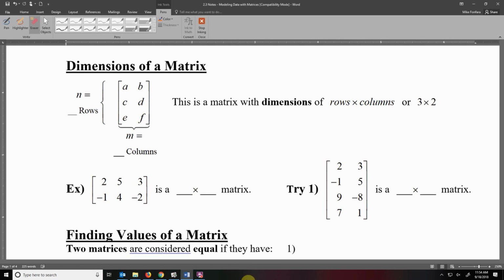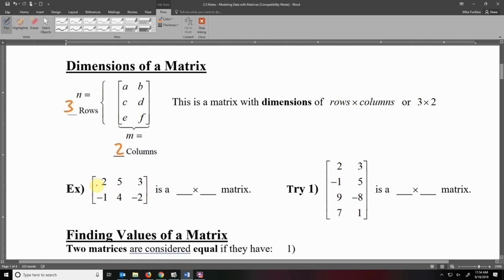So a matrix is an array of data set into rows and columns like this. And the rows are horizontal. In this case there are 3 rows. Columns are vertical. There are 2 columns.